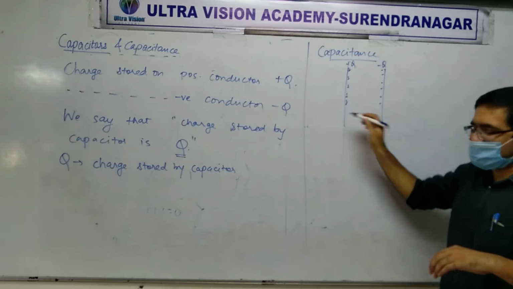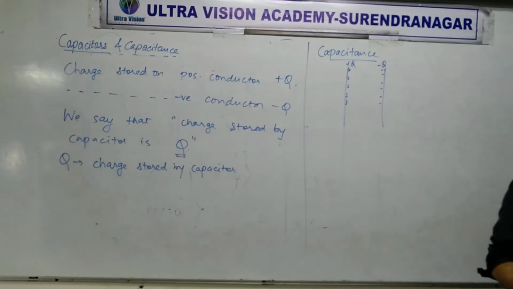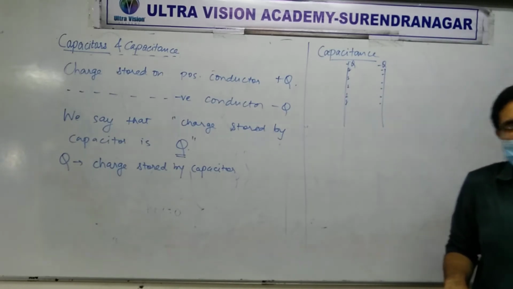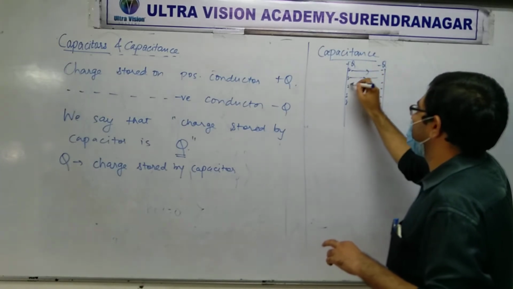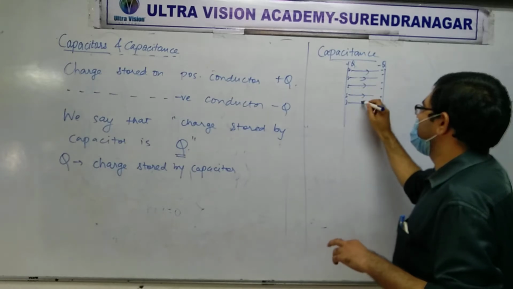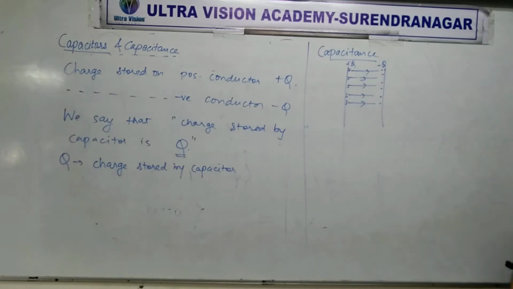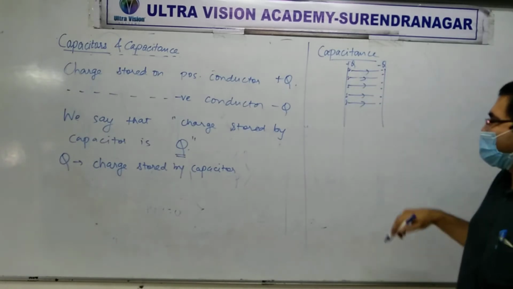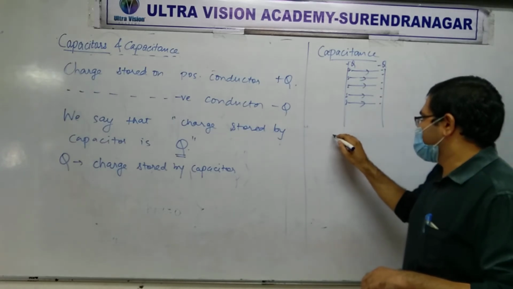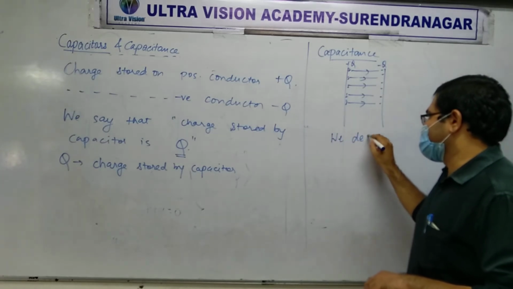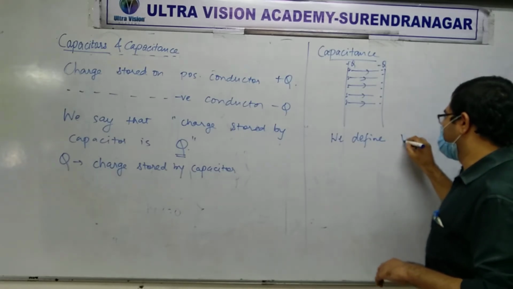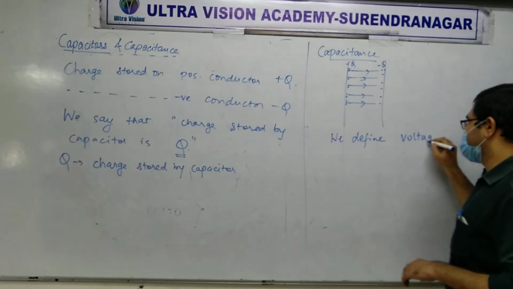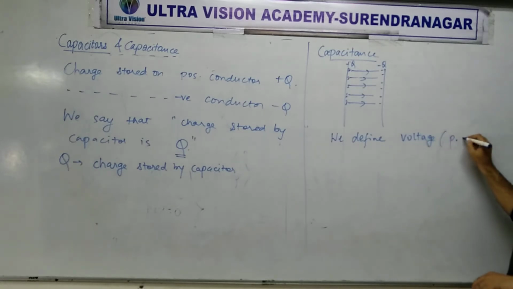Then obviously the positive plate will be at higher potential and the negative plate will be at lower potential. Is that clear? There will also be an electric field from the positive to the negative charge. So we define potential difference. We define voltage. Voltage means potential difference of the capacitor.